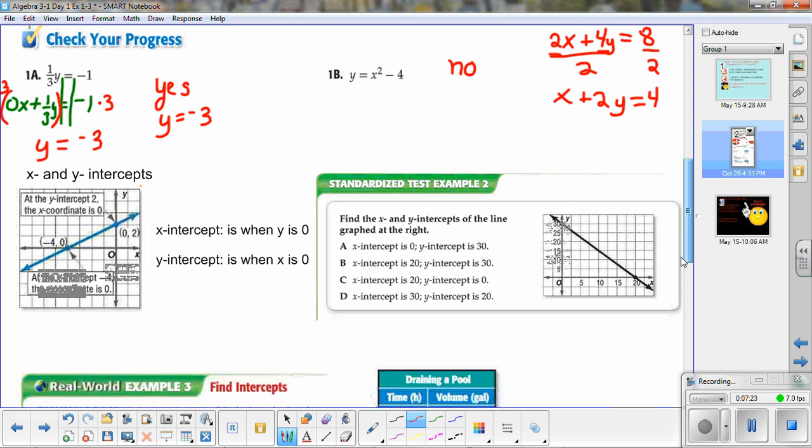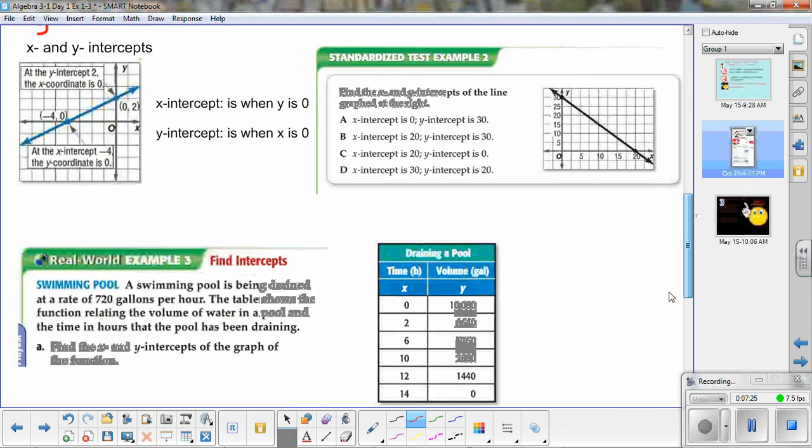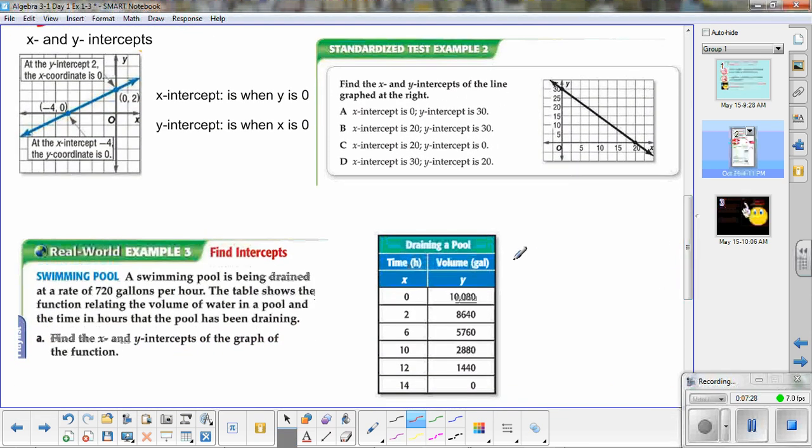Example 2 has to do with x and y intercepts. Basically, an x and y intercept is where it crosses the x or y axis. In this example over here, the x-intercept is where the line crosses the x-axis. In this example, the x-intercept is -4. And the y-intercept is where it crosses the y-axis. And in this example, the y-intercept is 2.